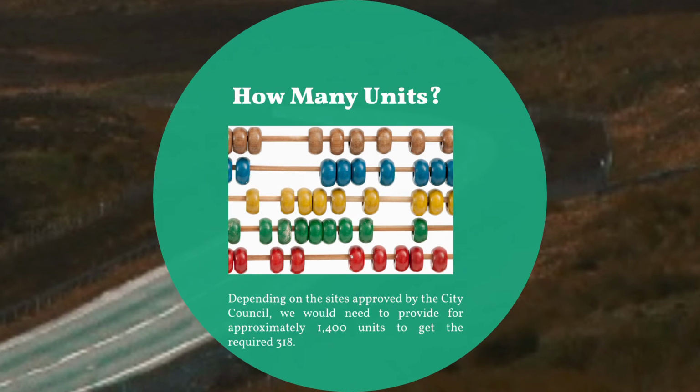How many units do we need? It is unlikely a property owner will choose to develop a 100% affordable project. Therefore, we have to allow many sites with the ability to develop affordable housing so that the percentage of affordable housing provided equals 318. Based on staff's analysis and research, to get the requisite 318 units, we have to provide for the development of at least 1,400 multifamily residential units.